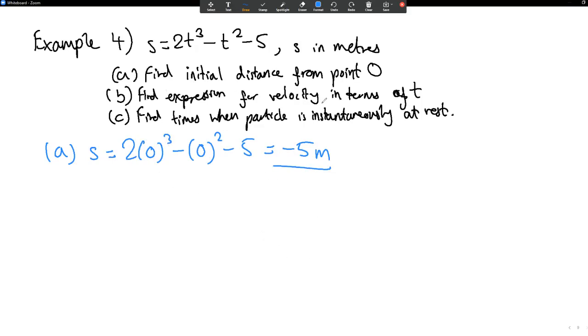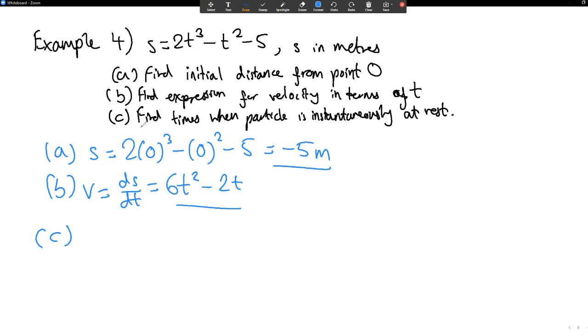Find an expression for velocity in terms of t. Okay. So again, we can differentiate to get velocity. ds over dt. Okay, and then we have 6t squared minus 2t. Like that. So that is our expression. But now it says find times when the particle is instantaneously at rest. So instantaneously means just at one point in time. So like at a given point in time, when is it at rest?